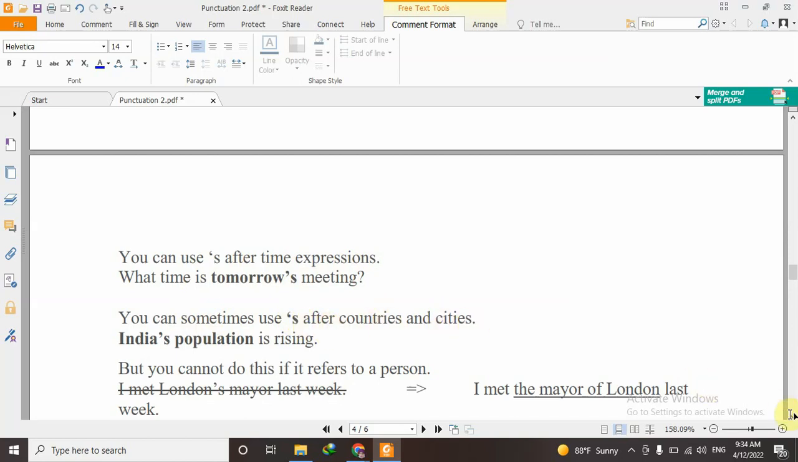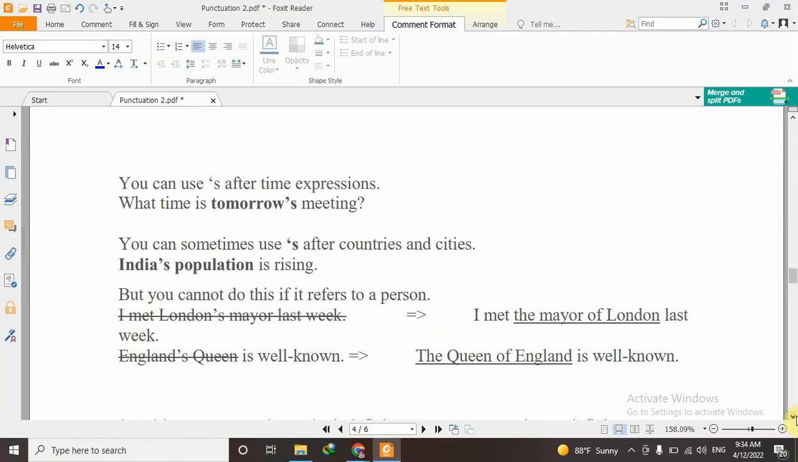You can sometimes, not all of the time, use the possessive apostrophe S after countries and cities. Like, India's population is rising. Meaning the population of India. Both of them are correct: India's population or the population of India.